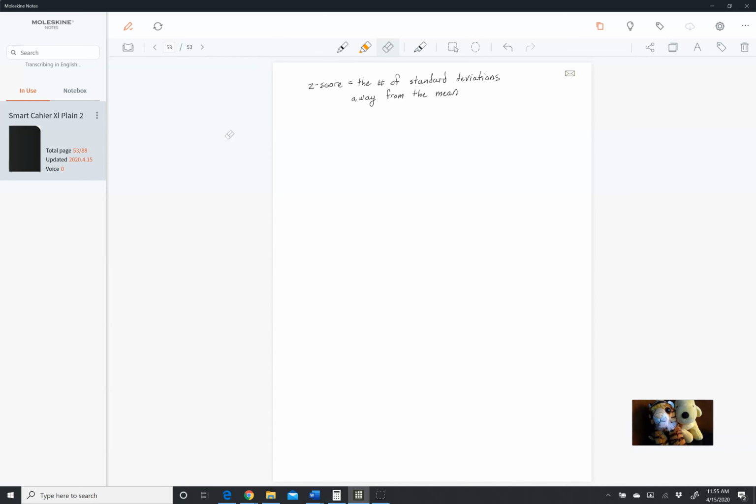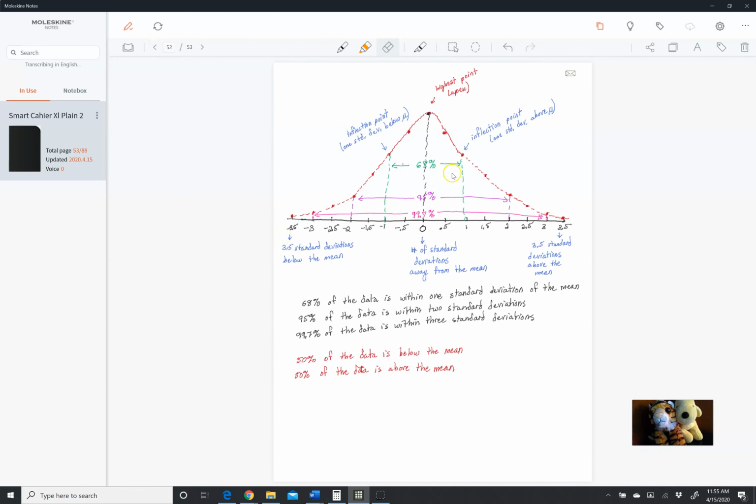So what we can figure out from the z-score is what percent of data falls below a certain point, what percent of data falls above a certain point, and what percentage of data falls within a range. In other words, if I am at some point in my graph, let's say here, I can figure out, because it's the same for every normal curve, how much data is below that point. Or how much data is above that point. Or how much data is within a certain range.